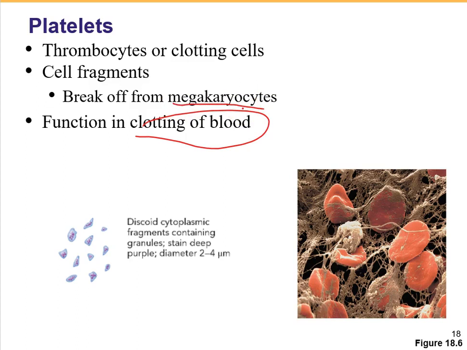So as I mentioned, the primary function is to help in the clotting of blood. When a blood vessel is injured, platelets rush to the site of injury and form a plug to stop bleeding. They do this by sticking to the injured blood vessel walls and to each other, forming a temporary barrier to prevent further blood loss.